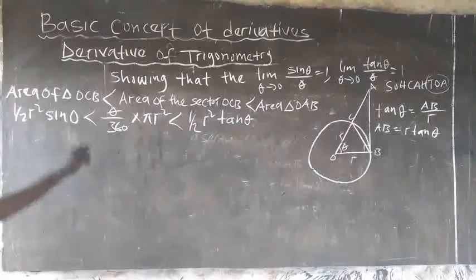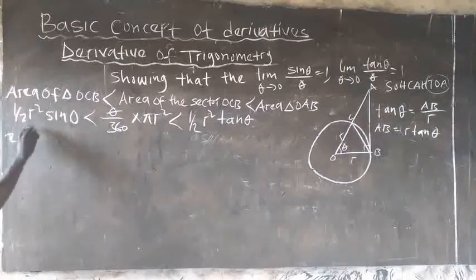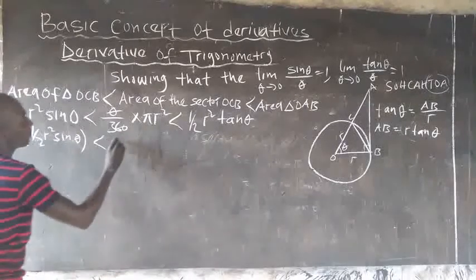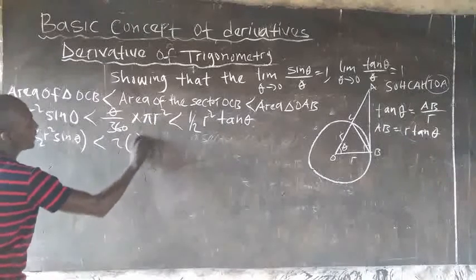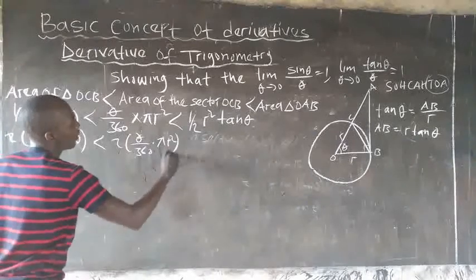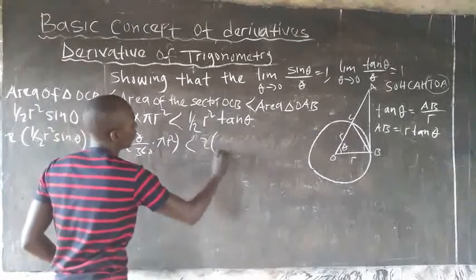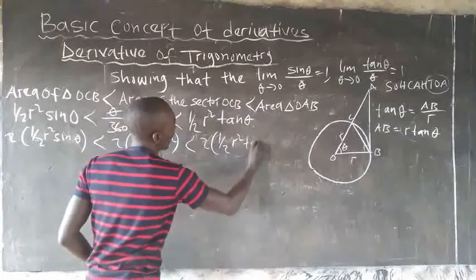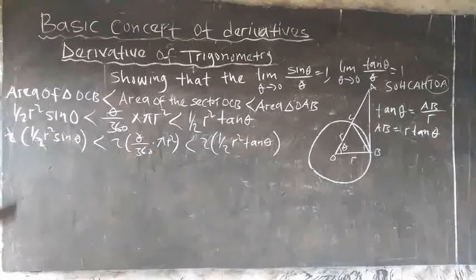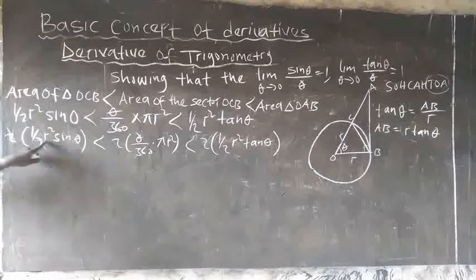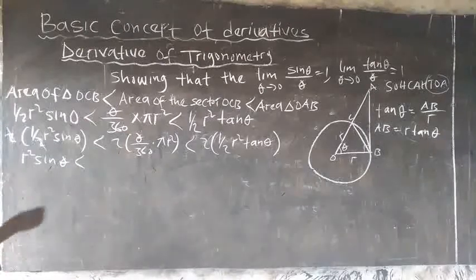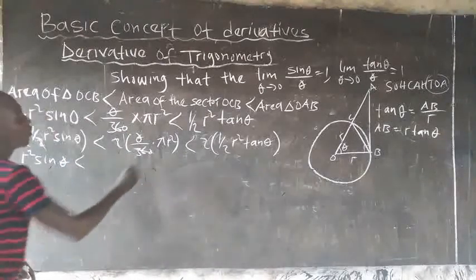Multiply 2 by 2. It means this one will be 2 into half r squared sin theta, less than 2 into theta over 360 by r squared, less than 2 into 1 all over 2 r squared times theta. So we cancel out 2, because 2 times 1 is 2, and 2 all over 2 is 1. I'll be left with r squared sin theta less than, here 2 over 2 is nothing but 180.